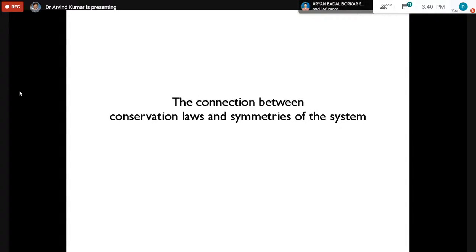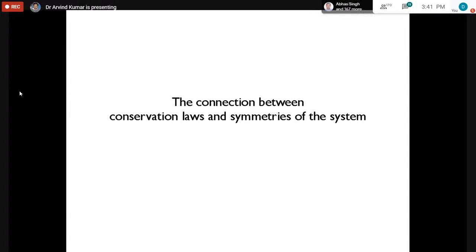Now, there is a connection between conservation laws and symmetries of the system. I said that in every interaction, there is a conservation law and there is some symmetry. What is the symmetry of the system? These symmetries are quite complicated to understand, because these are internal symmetries. Say, for example, next slide.